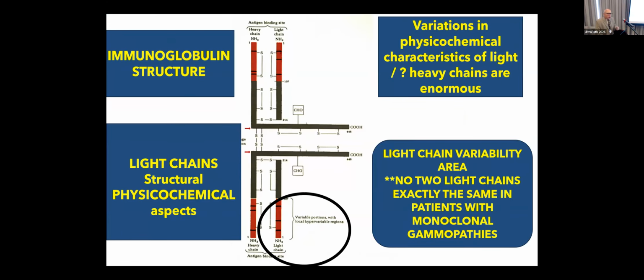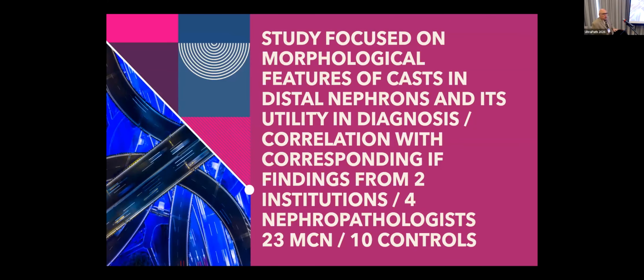Now, why is it so difficult to diagnose? It's because the light chains are all different. There are not two light chains that are the same. And the antibodies we use to detect those light chains may miss a light chain or may confuse a light chain. Therefore, that creates some issues, as you will see in a minute. So what did I do?